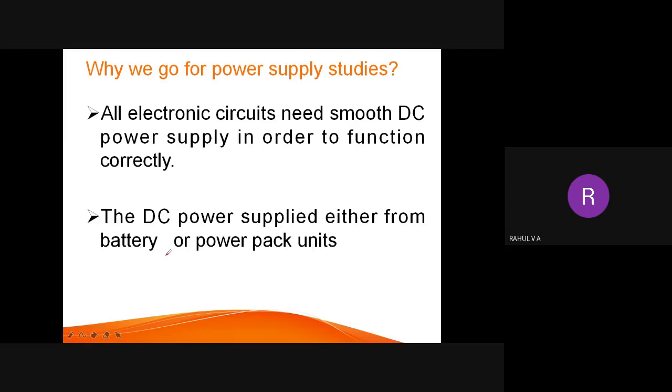Like that, there are many circuits. For example, the circuits in your television, the circuits in radio, the circuit in washing machine. Wherever electronic circuits are there, wherever semiconductors are there, at that time we need DC supply, direct current. Okay, the DC is supplied from battery or power pack unit, or we can use adapters to provide DC supply.